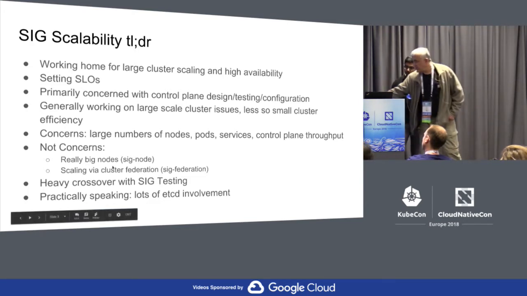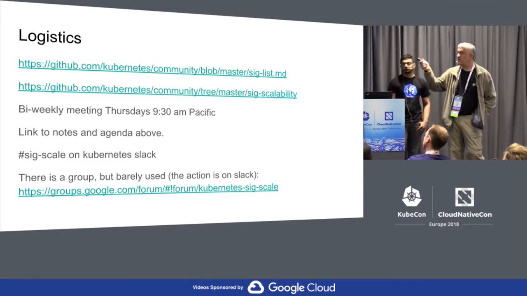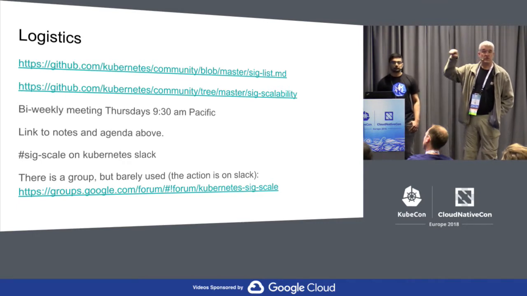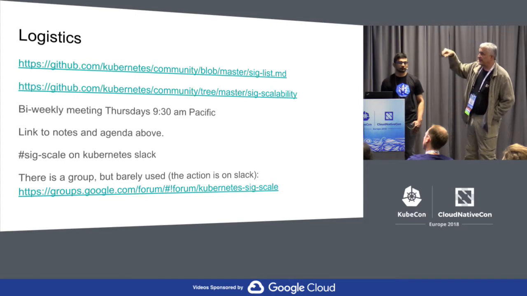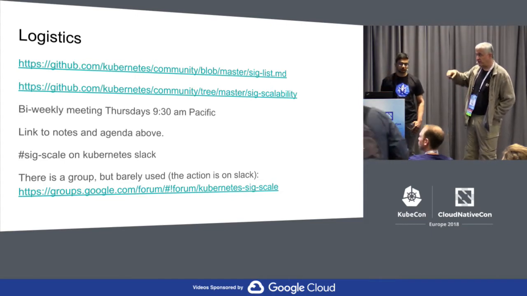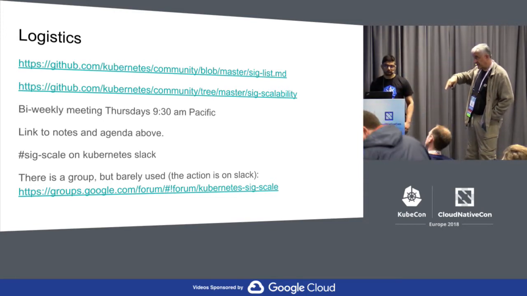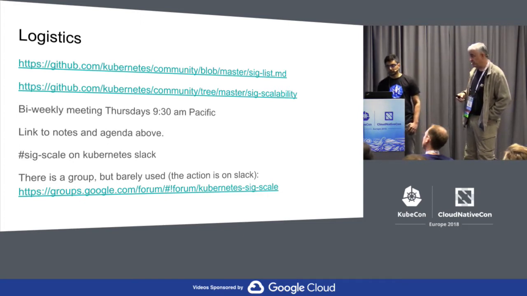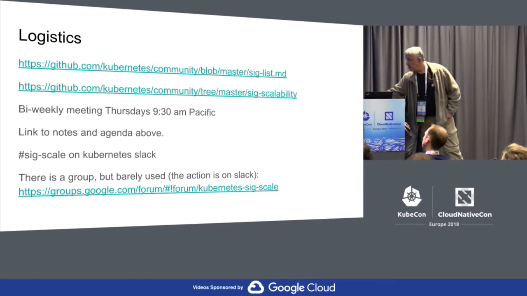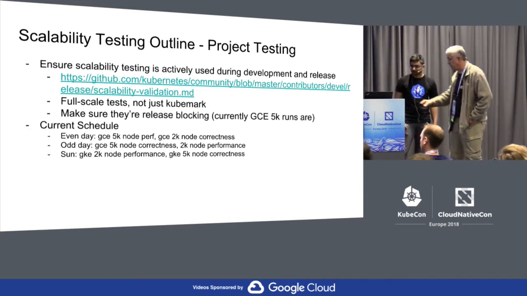Moving on, just logistics if you're interested in joining the meetings. We meet bi-weekly on Thursdays, every two weeks, just before the main community meeting. Links are here, and you can always find me afterwards as well. This is all in the Kubernetes community project, so you can go and look at the lists of SIGs. There is also a group, but most of the discussion between people happens on Slack. All right, with that, I will hand it off to Shyam.